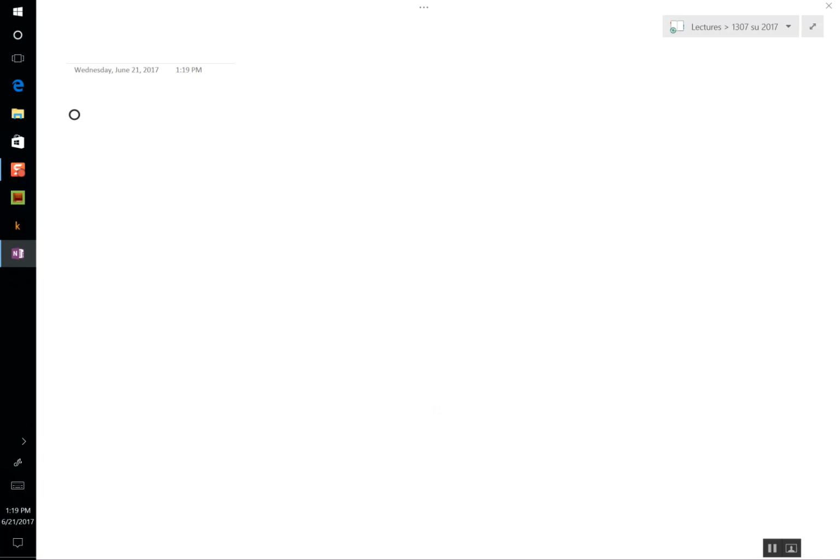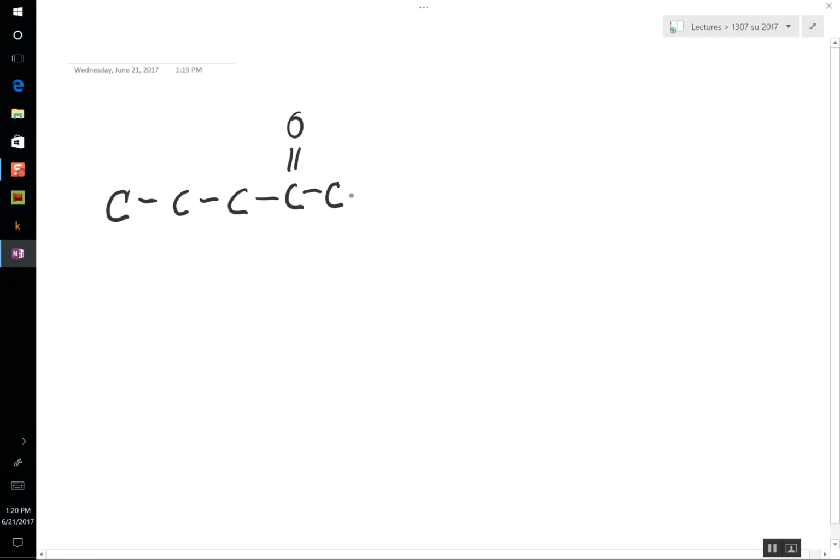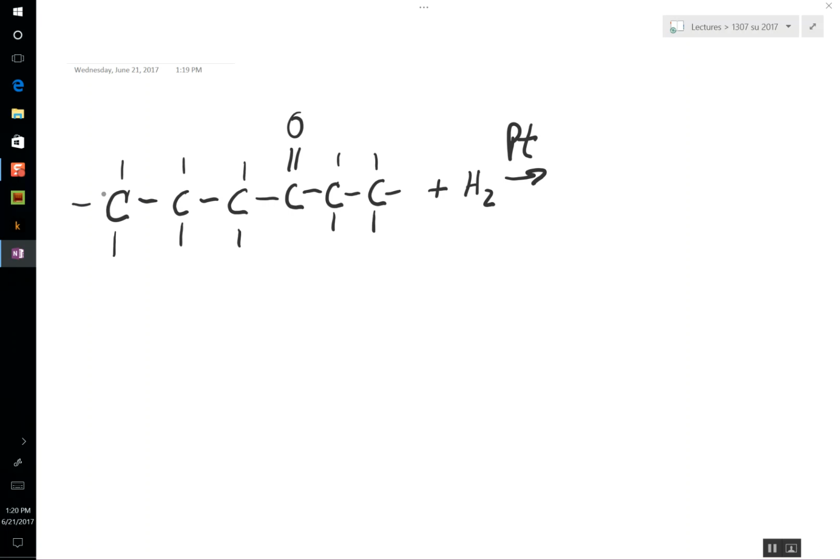Okay, go ahead and finish this. And name the alcohol. I won't say name the ketone, but name the alcohol that's produced.